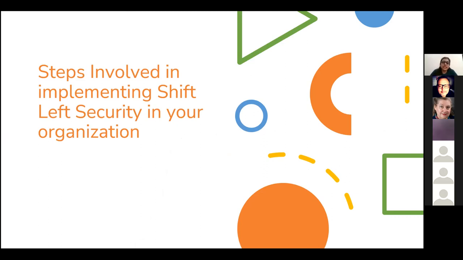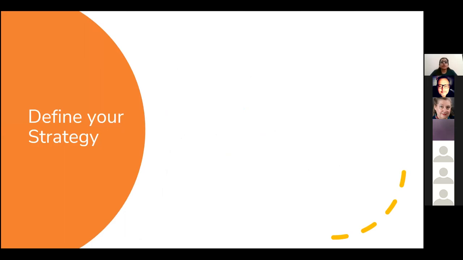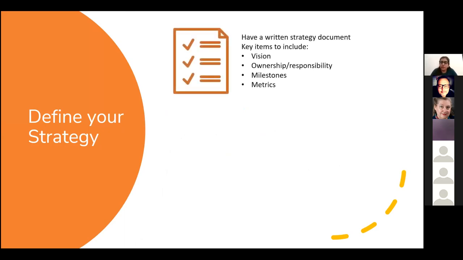Moving on to the steps that can be used for implementing shift left security in any organization. The first is define your strategy. The first step of any journey is to define where you intend to go. So we can have a written strategy document. We do not underestimate the power of a concisely written strategic document.